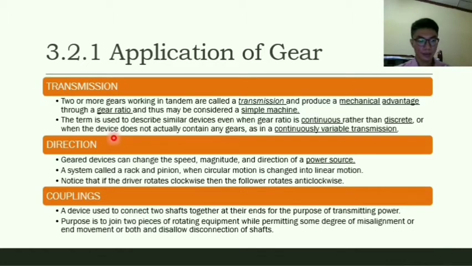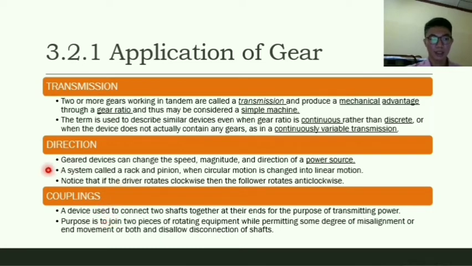Secondly, the direction. The direction can be changed. Gear devices can change the speed, magnitude, and direction of the power source. For example, it can change the rotation from clockwise to anti-clockwise.